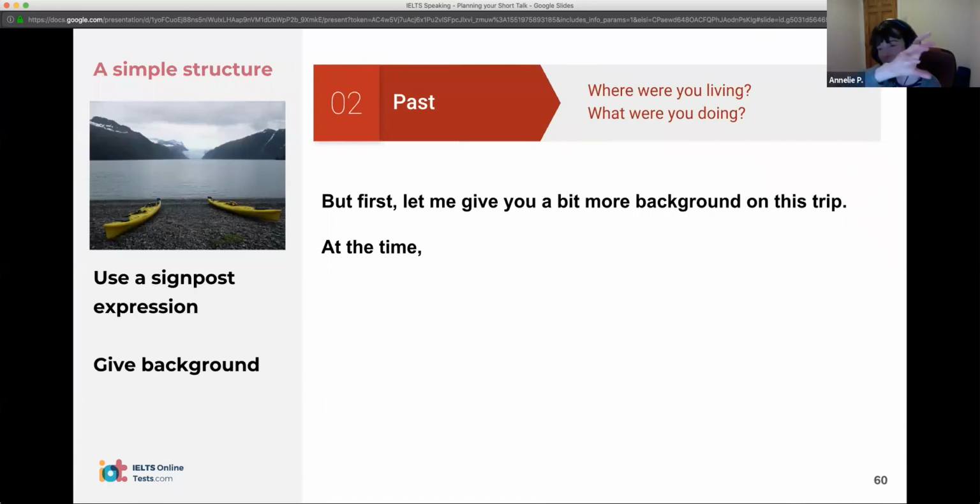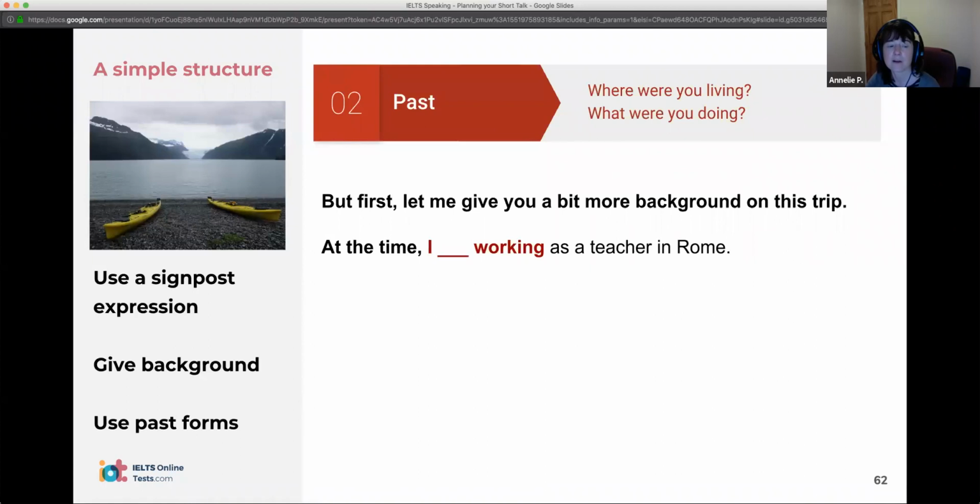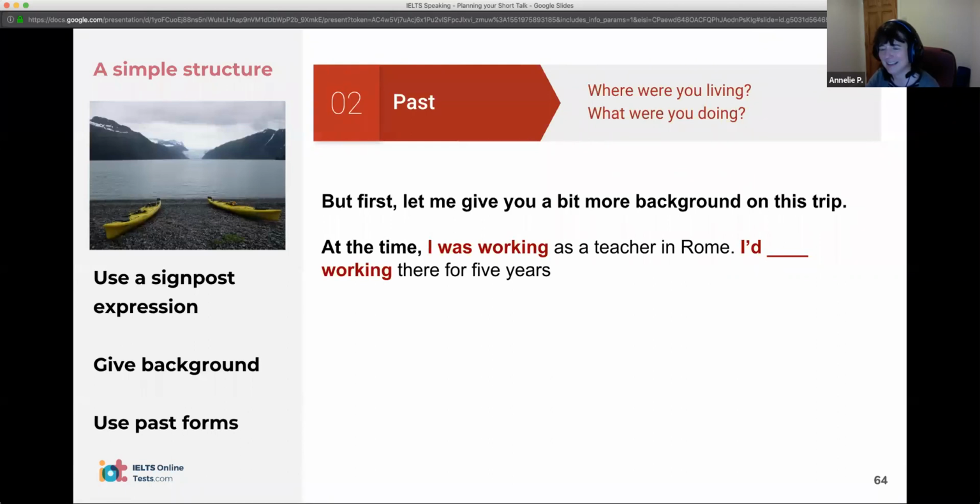So at the time, again, we're using a lot of linking phrases here. First, let me give you some background. At the time, introducing everything with the linking phrases in the same way that you do with the writing. So it's equally as important with the speaking. It's just we tend to use more informal ones. And here we're going to be using probably past continuous. I was taking my girlfriend for a date. I was working as a teacher in Rome, and I'd been working there for 5 years. Okay, very good. Well done.